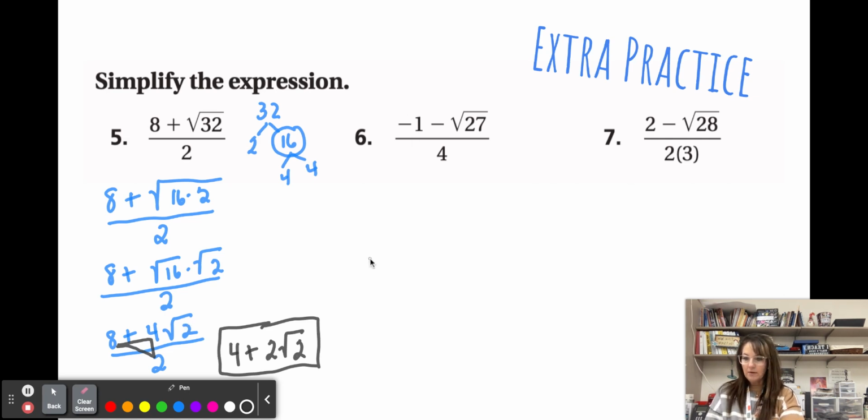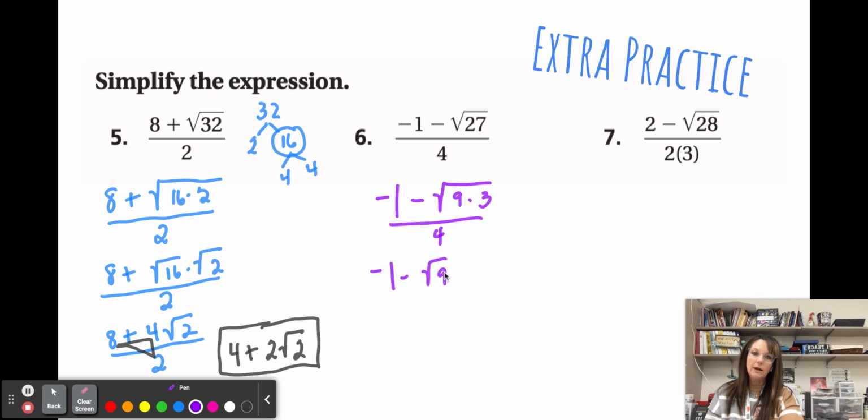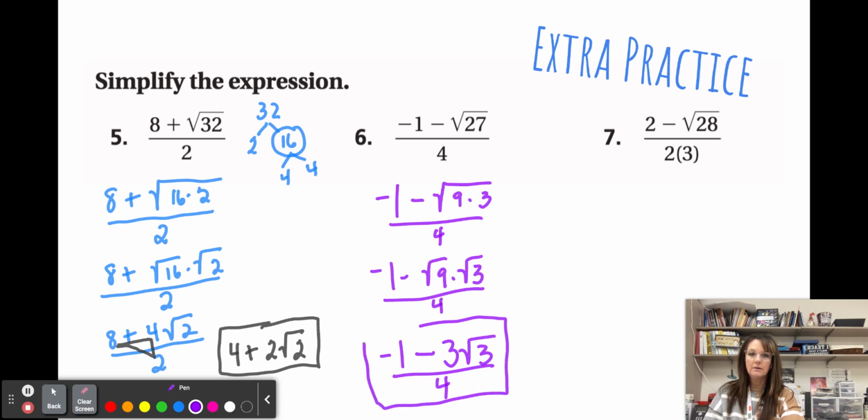Okay, for number 6, I can look at this and I can say, okay, negative 1 minus, and then I know I'm going to have this 9 times 3 all over 4. So negative 1 minus the square root of 9 times the square root of 3, and that's over 4. So negative 1 minus 3 square root of 3 divided by 4. And is there anything that they have in common? So no, these 3 numbers right here do not have anything in common. So this is my final answer for this one.